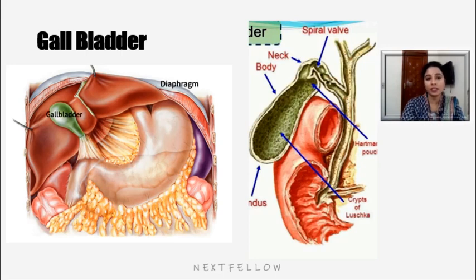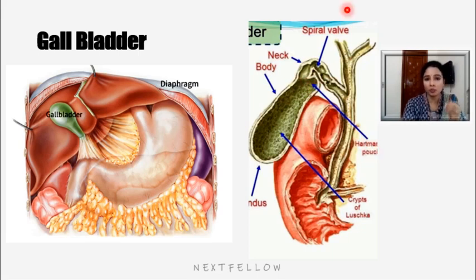The fundus is that part of the gallbladder which is beyond the inferior border of the liver. The rest of it is the body, and the body gets constricted to form the neck of the gallbladder. Near the neck, one clinically important thing is called Hartmann's pouch.